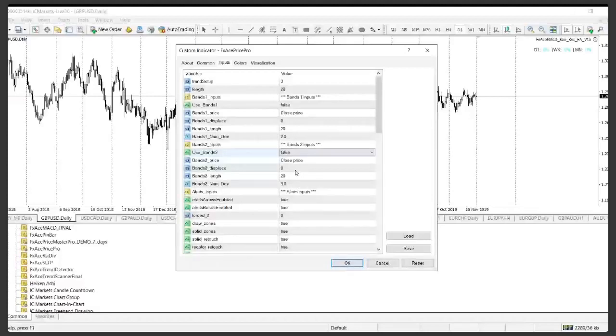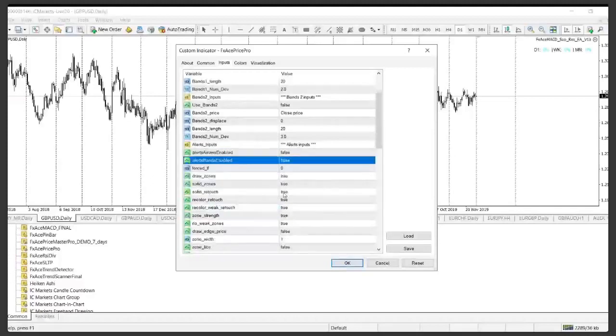Okay, for zone strength, solid zones is the one we want to be looking at. Solid Retouch, no. Recolor Retouch, no. Recolor Weak, no. And for zone strength, no weak zones is true. And Draw Price Edge, we want that as true. Super simple there. Everything else you leave.